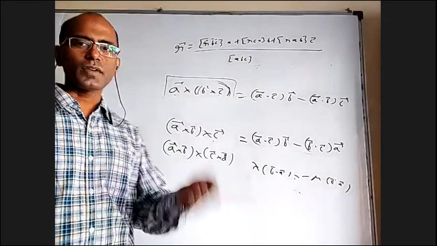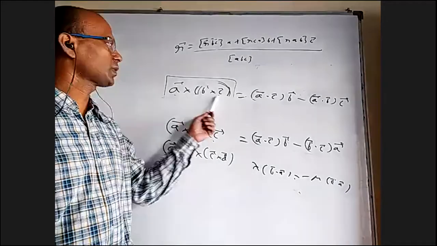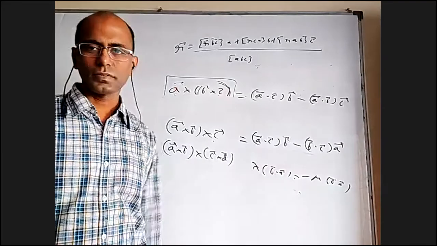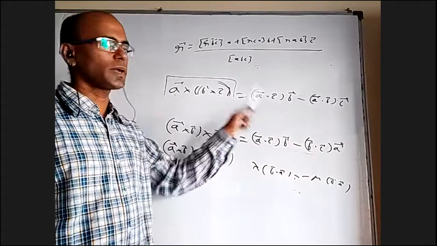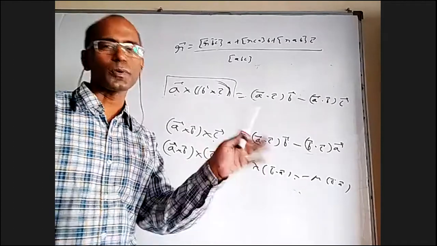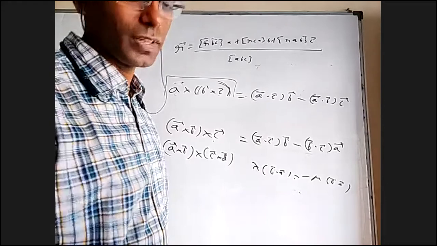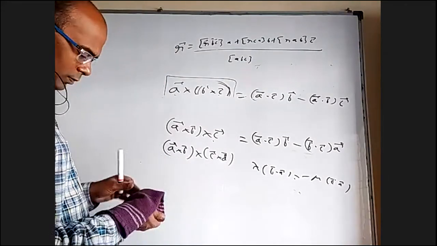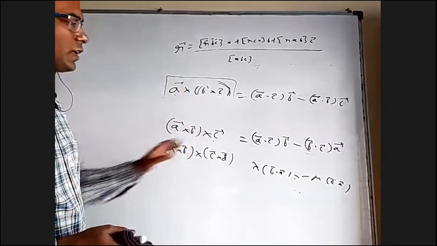Take A bar as A1 i plus A2 j plus A3 k, B bar as B1 i plus B2 j plus B3 k, C bar as C1 i plus C2 j plus C3 k. Find LHS separately, RHS separately, they will come equal. But how we got the idea to make this formula, we are not worried about; we proved it. So both are proofs, but there is a slight difference between derivation and proof. So these are the two formulas. Both are different. We have to remember that.